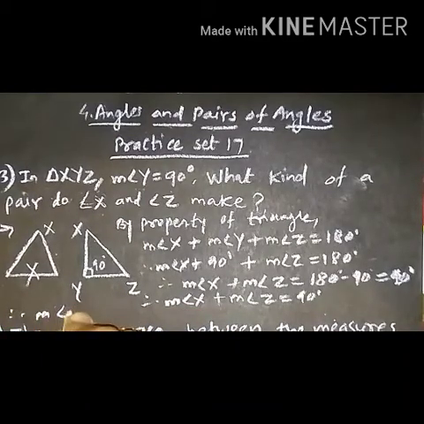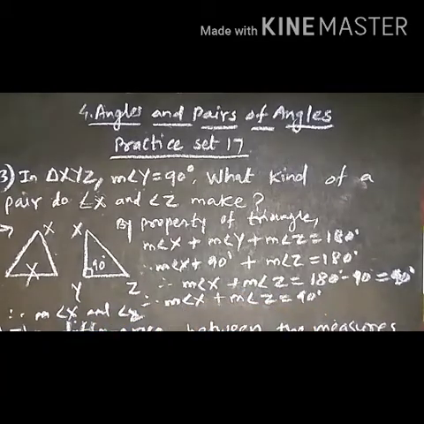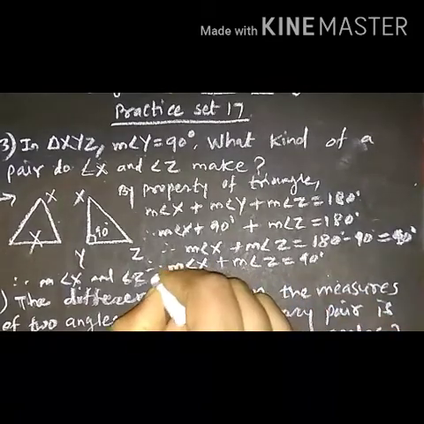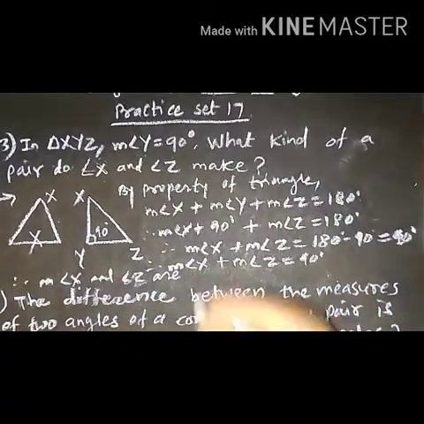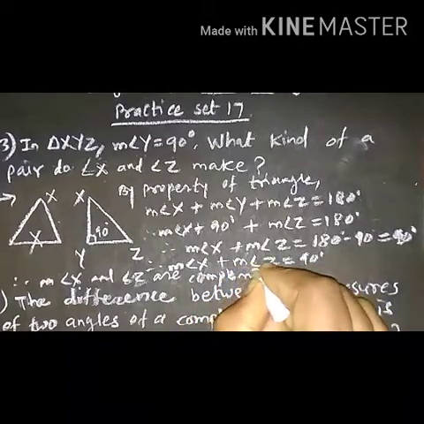Therefore angle X and angle Z are complementary angles because their addition is 90 degrees.